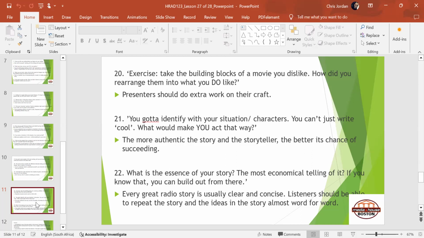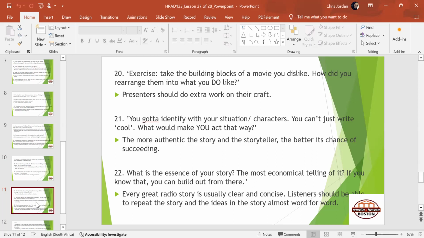Number 22. What is the essential or the essence of your story? The most economical telling of it, if you know that you can build out from. Let me just quickly restart that from the beginning.